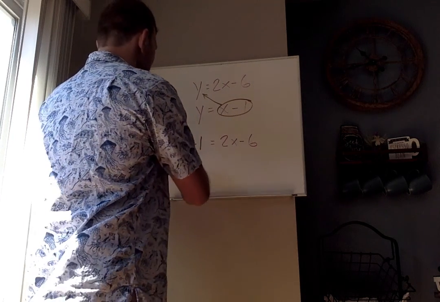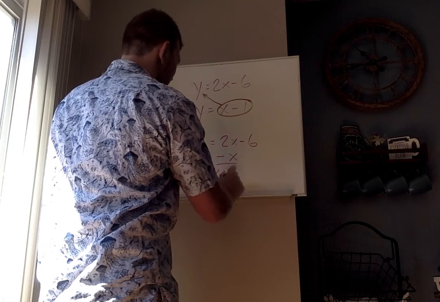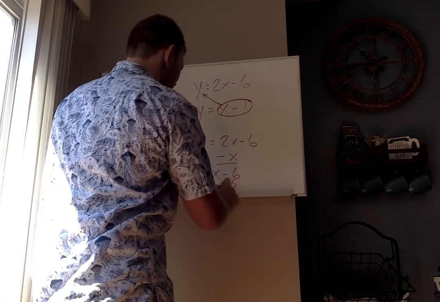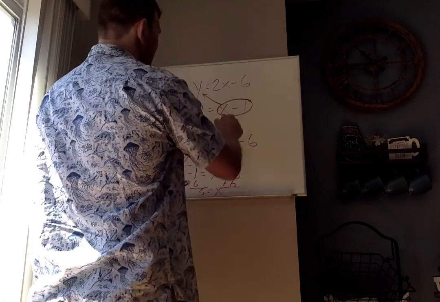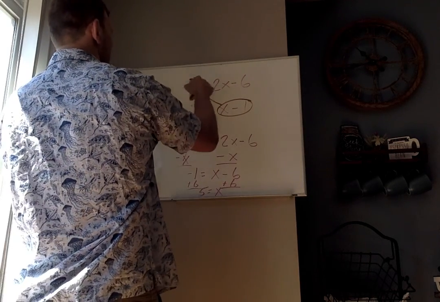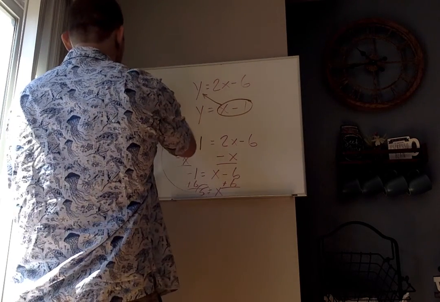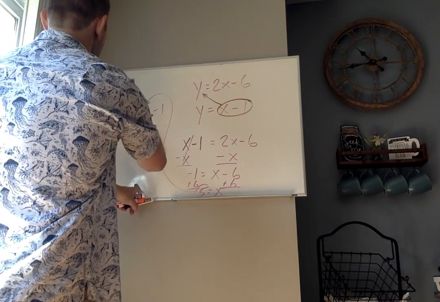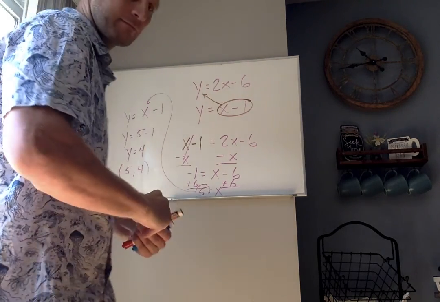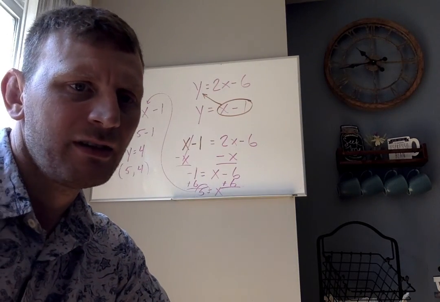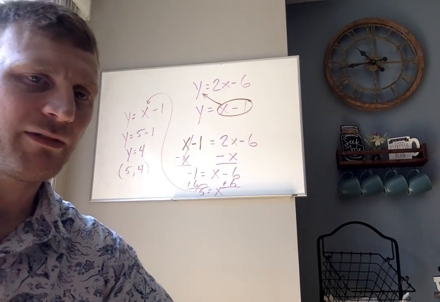Now I'm going to get all the x's to one side. So I have -1 equals x minus 6. I'm going to add 6 to both sides. I'm going to get x equals 5. Now what I do from here is take that value of x and plug it back into this equation. It doesn't matter for this one, either the top or bottom. So I'm going to take 5 and plug it in for x. So I have y equals 5 minus 1. Well, y equals 4. So my answer is 5, 4.